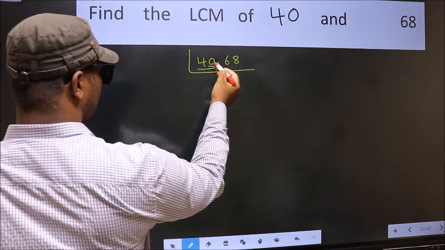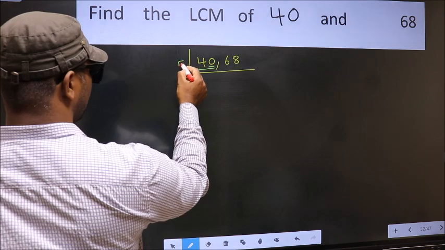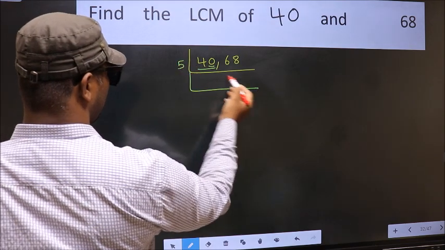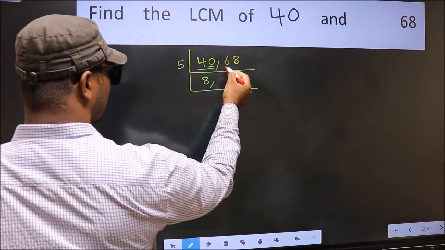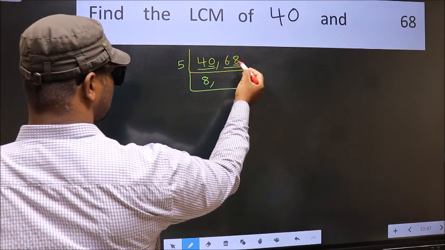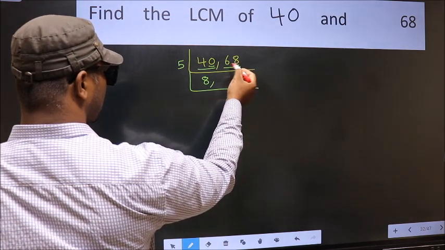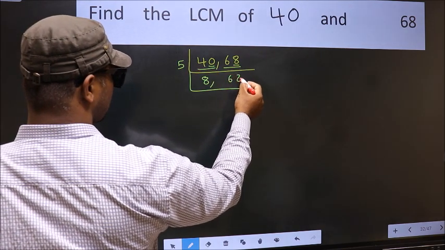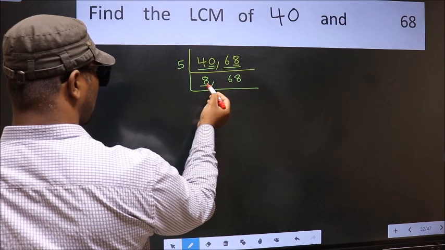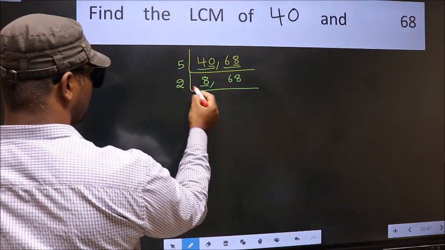For this number, last digit 0, so directly take 5. When do we get 40 in 5 table? 5 8s 40. The other number 68, last digit neither 0 nor 5, so this is not divisible by 5, so we write it down as it is. Now here we have 8, 8 is 2 fours 8.